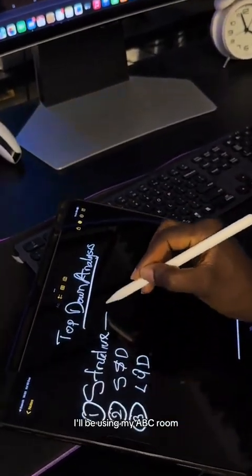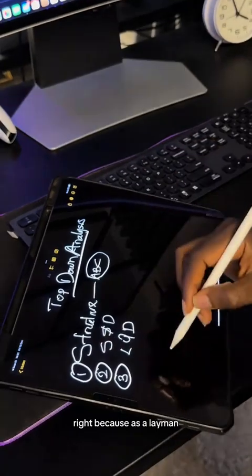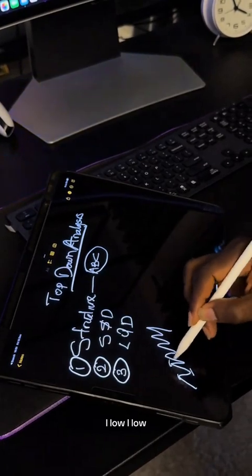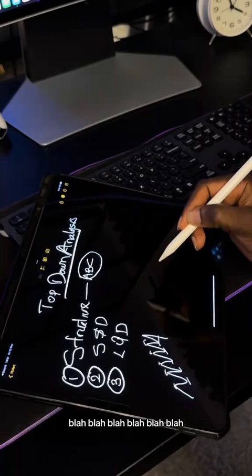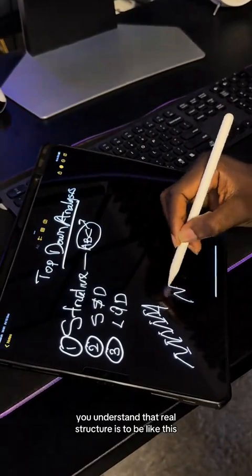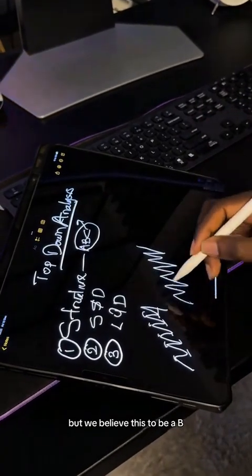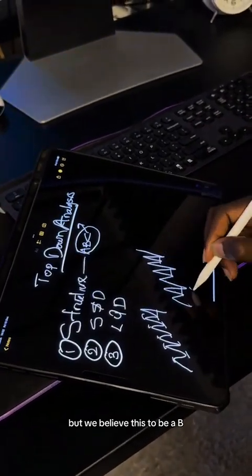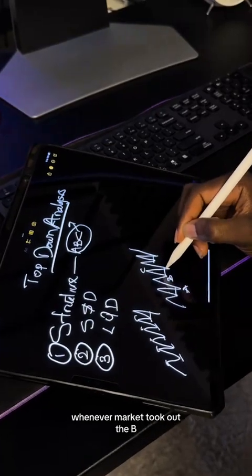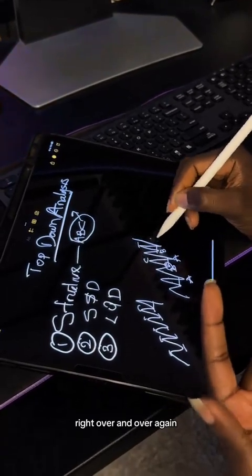With the structure, I'll be using my ABC rule, right? Because as a layman, this is what the layman expects structure to be: high, low, blah, blah. But with the ABC rule, people that have watched it, you will understand that real structure is like this. It might not be picture perfect, but we believe this to be A, B, which is our incomplete pullback, and our C. Whenever the market took out the B, we got ourselves a new A, B, and C, right?